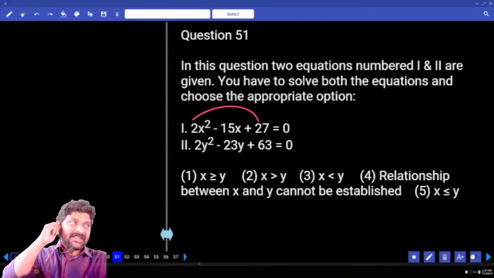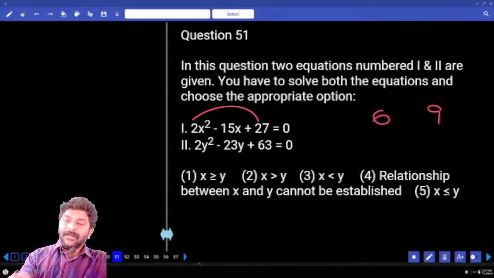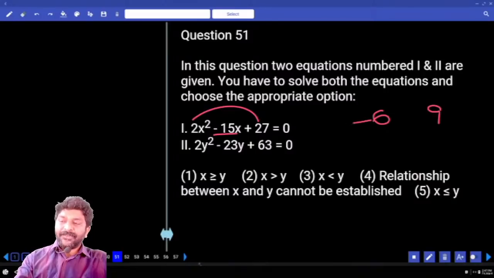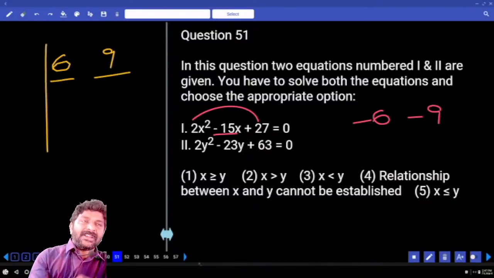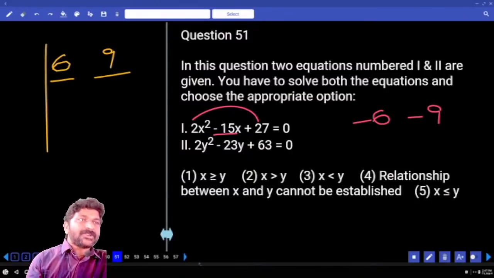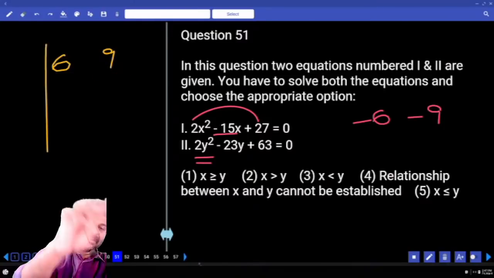Right, continue, quadratic equations. 2 into 27, 54. Product must be 54. 6 into 9. Sum must be minus 15. Hence the combination is minus 6 minus 9. Factors are plus 6 plus 9 divided by the coefficient of x square. We are supposed to write it, but here it is not required. Why? Even for y square also the same coefficient is there, so it doesn't matter.